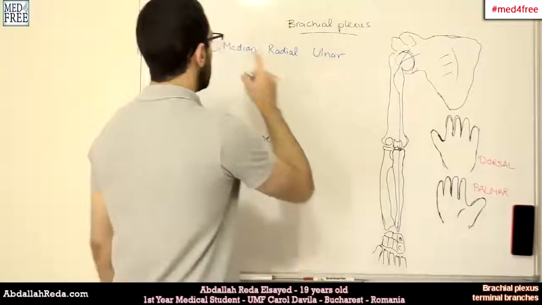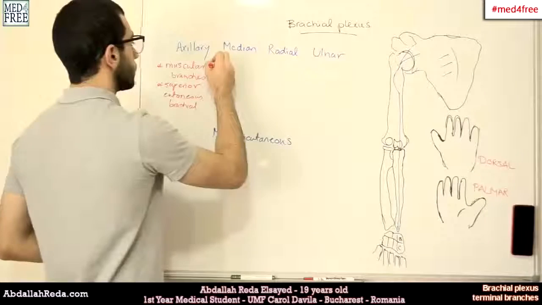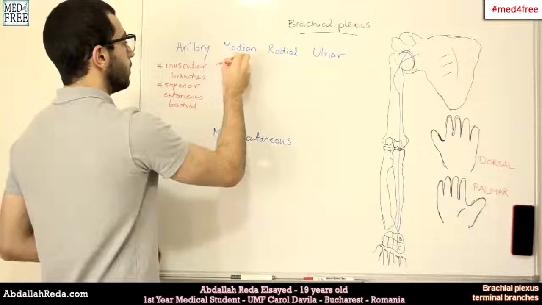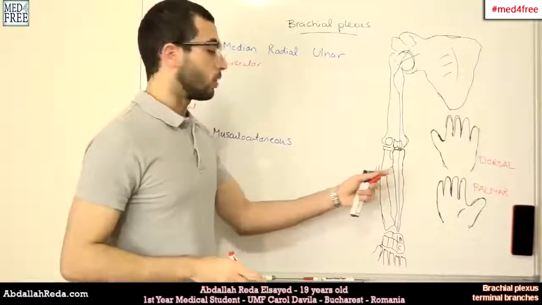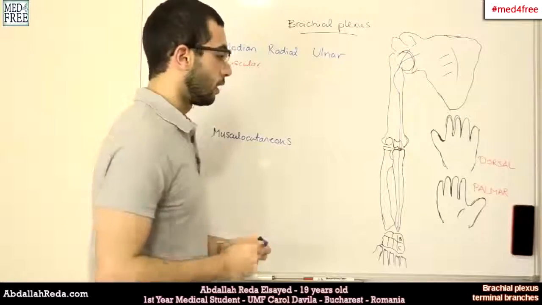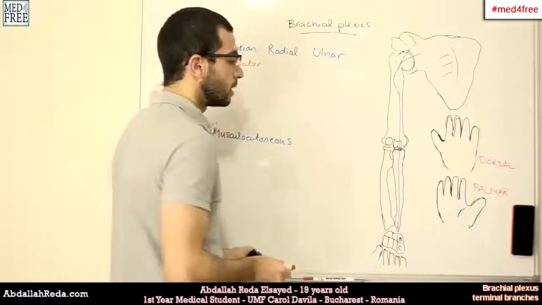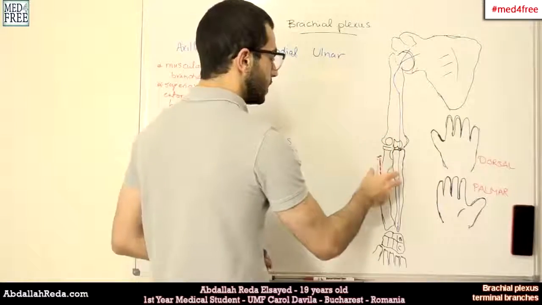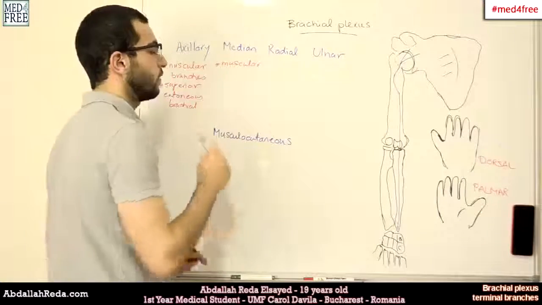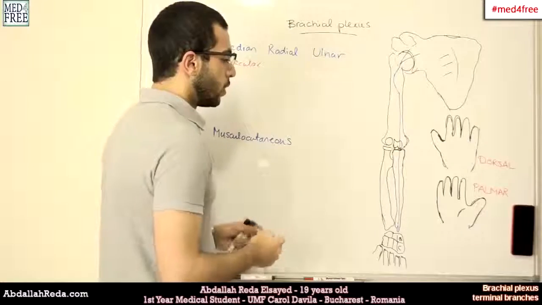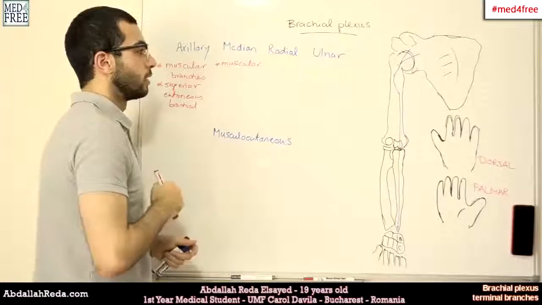So the median nerve, first of all, gives muscular branches, and the muscular branches are for the flexor compartment of the forearm, for this region. And this region contains all the flexor muscles, so they will be supplied by the median nerve, except for two muscles which are nearer to the ulnar nerve, so they are innervated by the ulnar nerve.